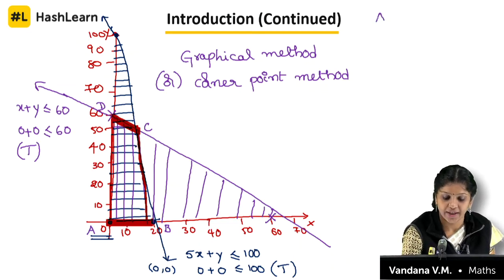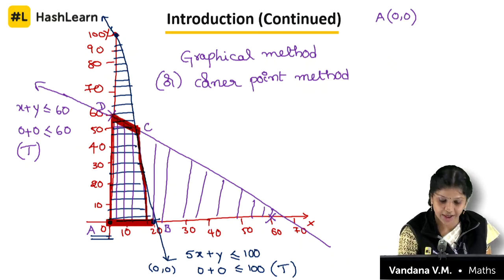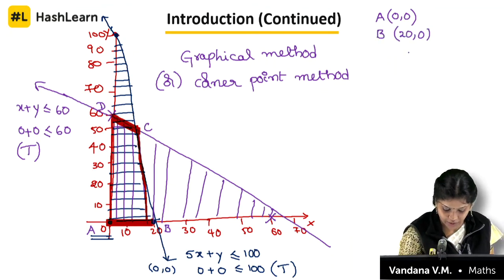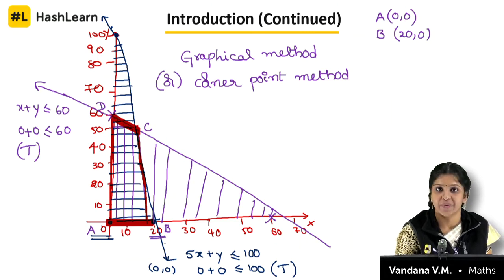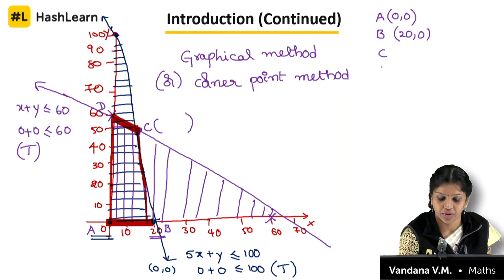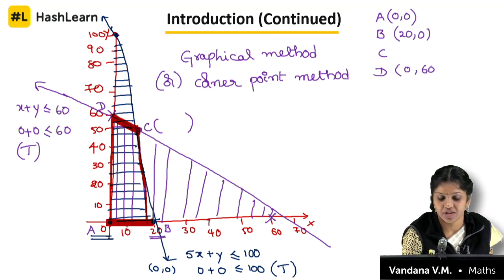The first point, A, is 0 comma 0. This is my first corner. The second corner, B, is what? 20 comma 0, right? This is my B. 20 comma 0 is along the x-axis. Next, C. This point I don't know, children. So I have to find it out. The next point is D. D is clearly 0 comma 60.